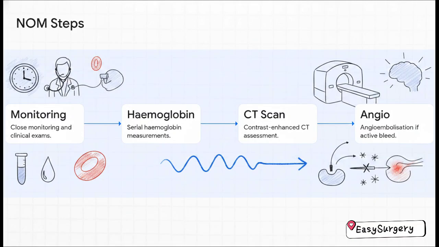Let's map out that non-operative management, or NOM, pathway for the stable patient. Step 1 is close monitoring with serial clinical exams. Step 2, serial hemoglobins, just to make sure they aren't slowly bleeding out on you. Step 3 is a contrast-enhanced CT. You can actually consider this even for high-grade injuries if the patient remains perfectly suitable and stable. And finally, Step 4, angioembolization. This is absolutely your go-to move if the scan shows active arterial bleeding, like a contrast blush or a pseudoaneurysm.